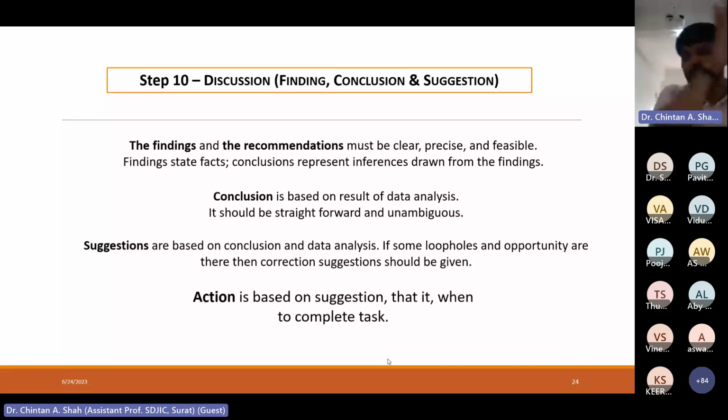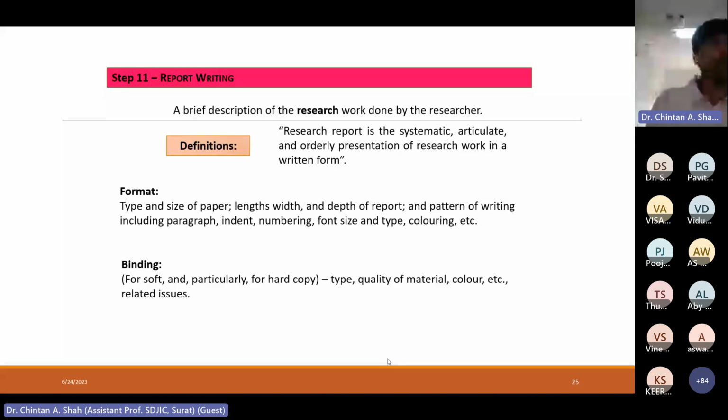Fine. And report writing is very common from university to university, college to college. The formatting is different, but it is a brief description that is systematic, articulate, and orderly, presenting the research work in written form in the specs which we have already discussed.